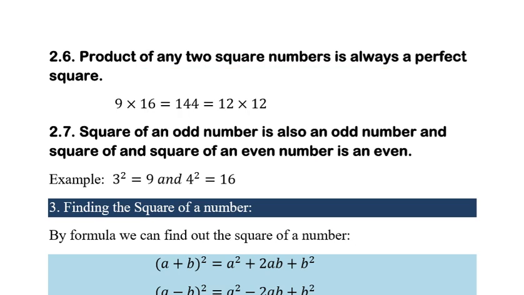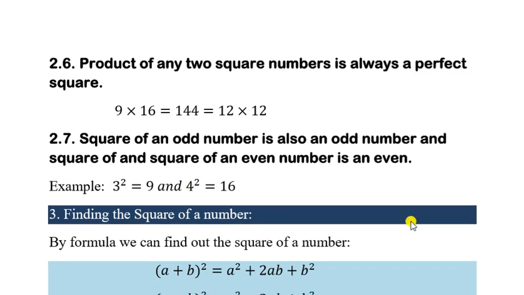Next property: the square of an odd number is also an odd number, and the square of an even number is an even number. How? See, 3 is an odd number, so the square of the odd number is 9, and 9 is also odd. 4 is an even number, and 4 square is 16, which is an even number. So the square of an odd number is odd and the square of an even number is even. Always remember this. These are all very important properties. You should remember them and apply all the properties for solving your exercise.